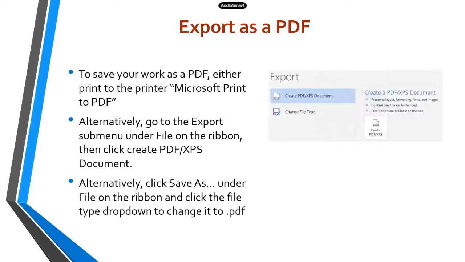PDFs are a form of file that are consistent to share over the internet. Many people can view PDFs, even if they don't have Microsoft products, so it is a good thing to learn how to export your file to PDF. You can either follow the steps to print the file, and instead of selecting your own printer, select Microsoft Print to PDF as your printer, or you can head to the Export submenu under File on the ribbon and click Create PDF from the document. A final way to do this is to Save As under File and click the file type dropdown to change it to PDF.